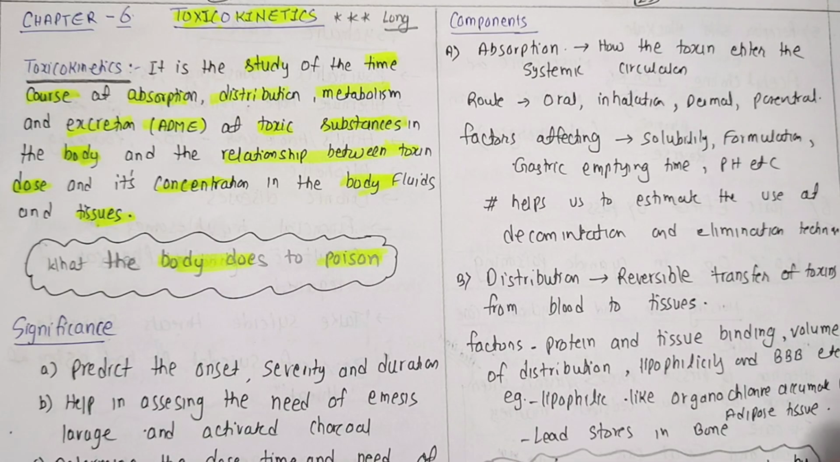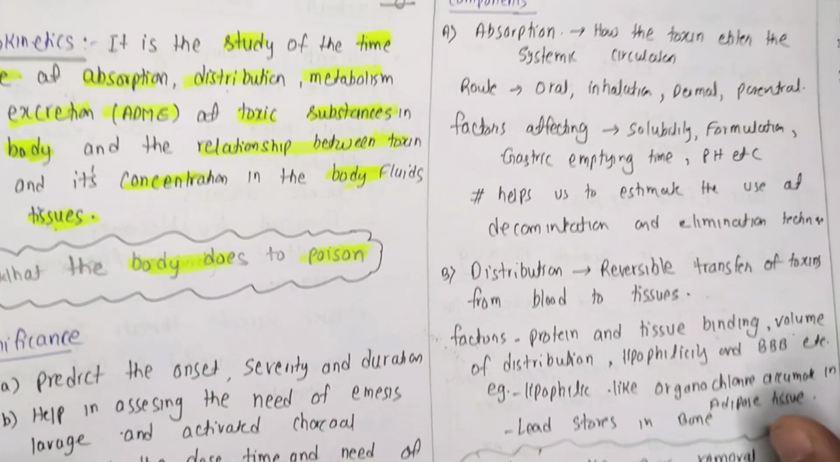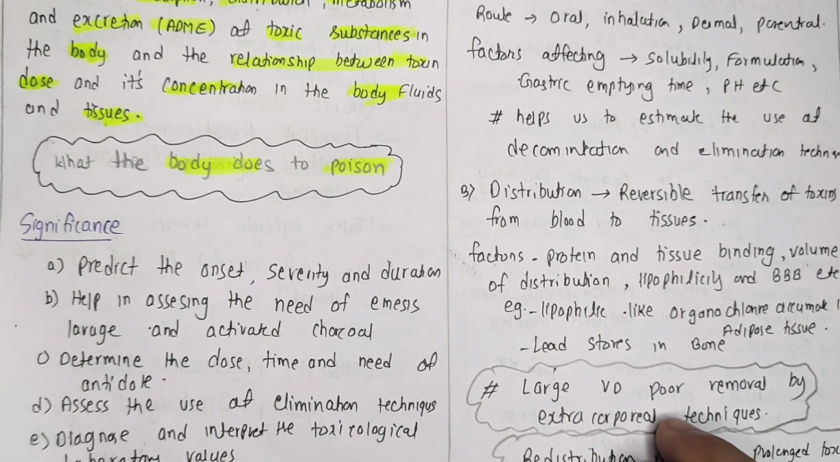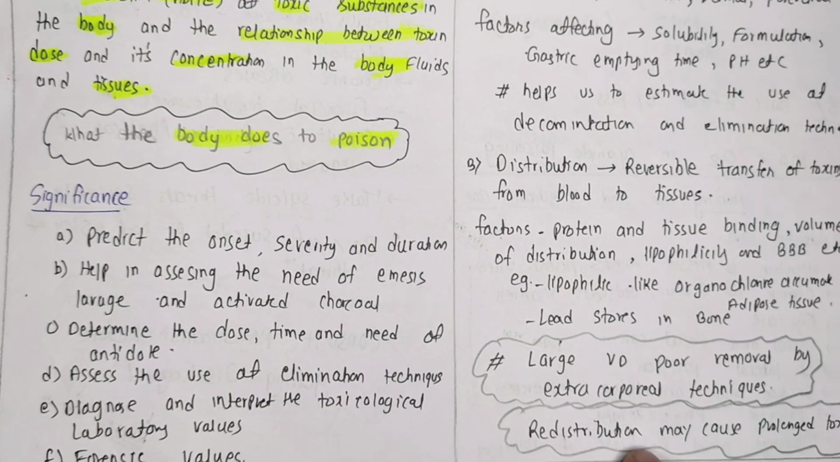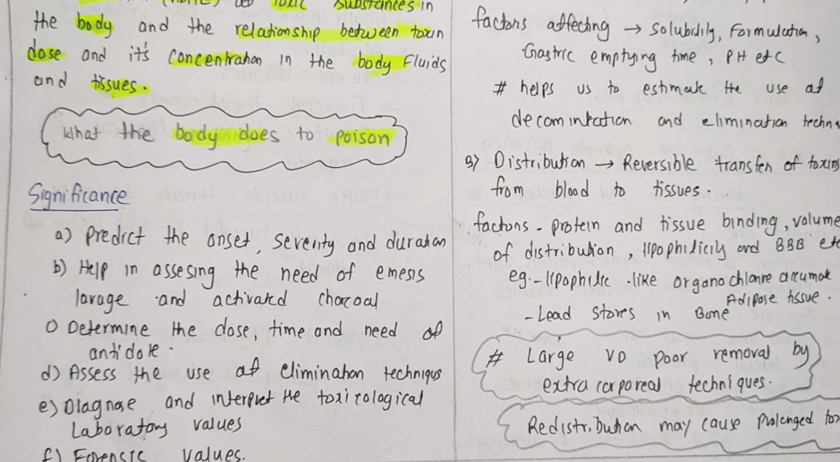Now, why is it important to understand the concept of toxicokinetics? That is known as the significance of toxicokinetics. Now here, let's see some significance of toxicokinetics. Initially, it helps predict the onset and severity of poisoning and its duration.